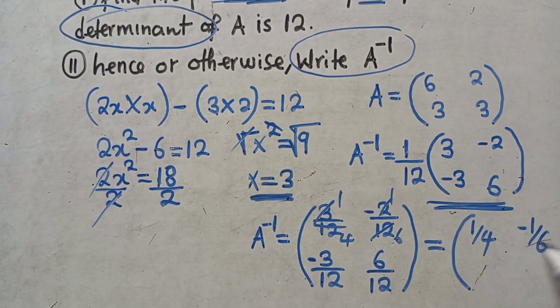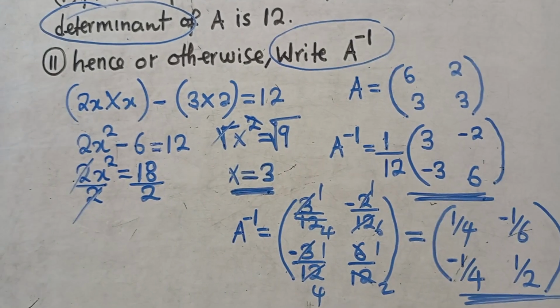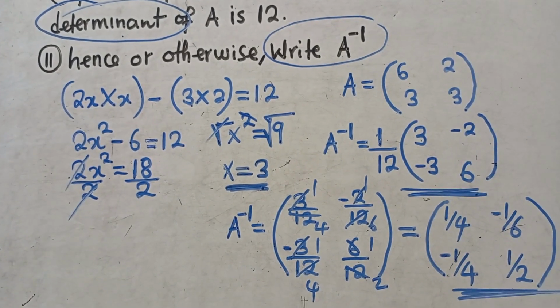Negative 3 over 12 is negative 1 over 4. 6 over 12 is 1 over 2. So this is my answer. I can advise you to end up to here. This means that the person knows what he or she is doing. So this is the question that I had for you.